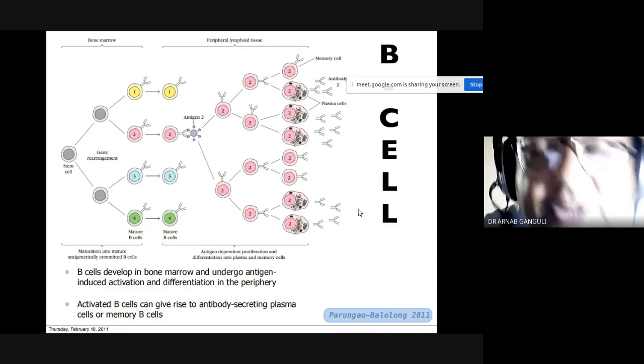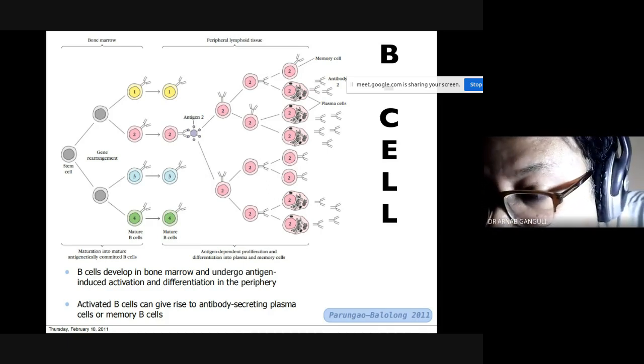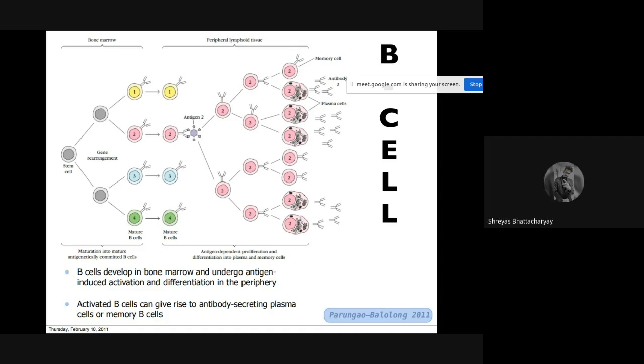This is how B cells develop. Is this clear? Yes, sir. Yes, sir. Okay.